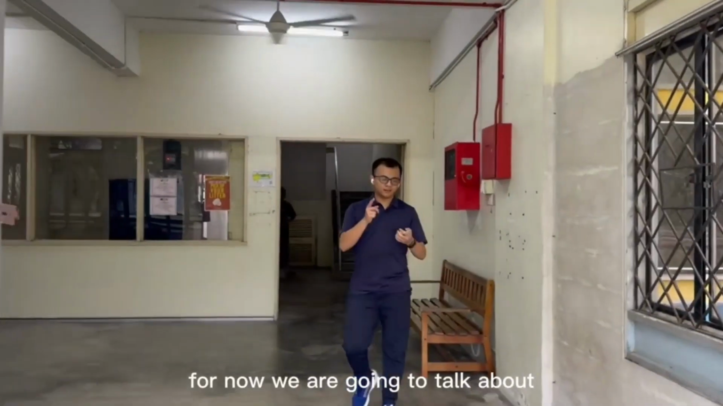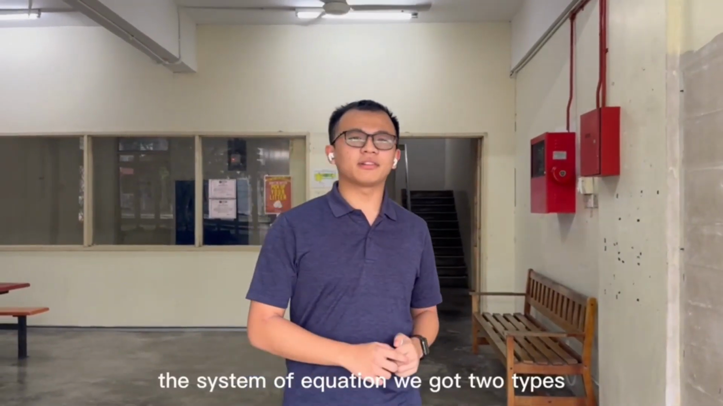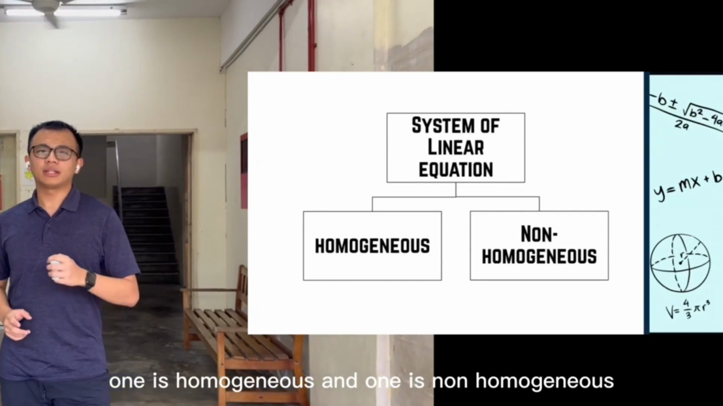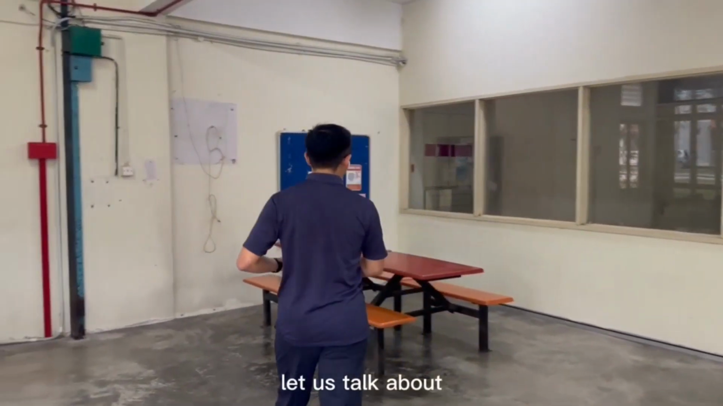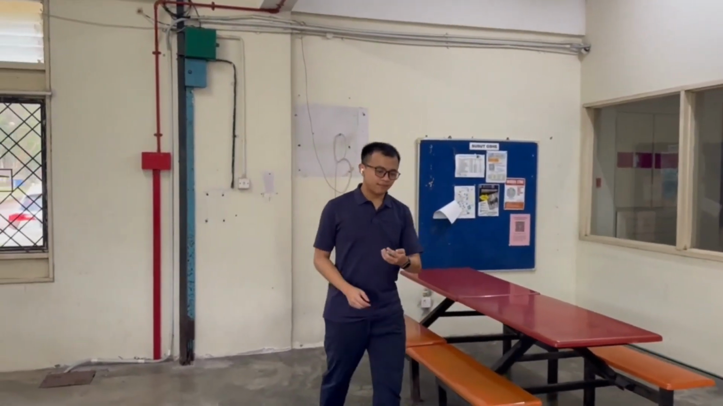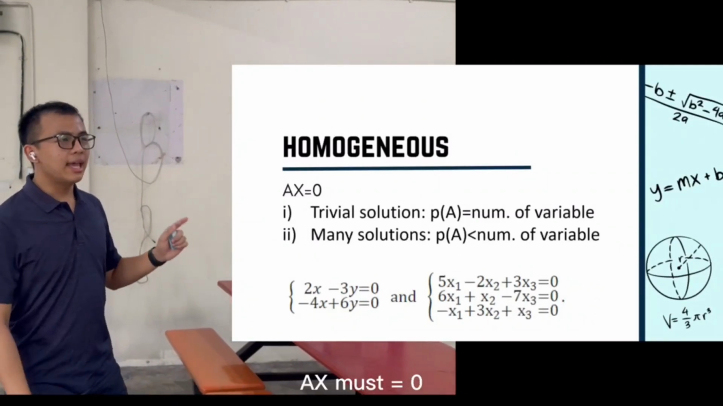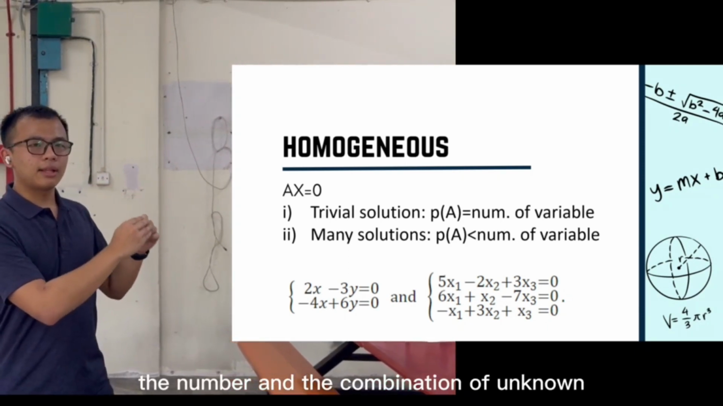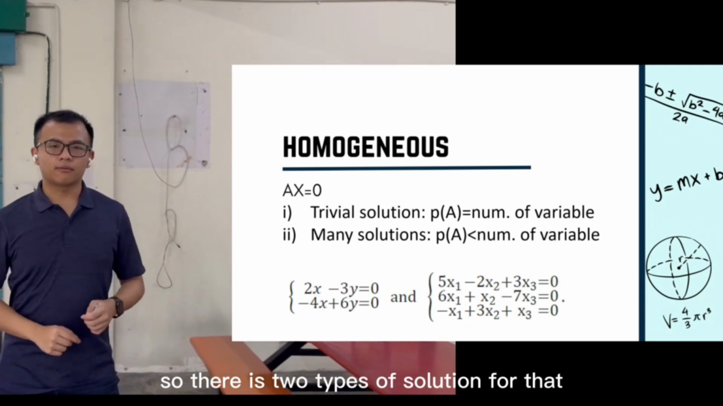For now, we are going to talk about what is a system of linear equation. For system of linear equation, we got 2 types. One is homogeneous and one is non-homogeneous. Now, let us talk about the homogeneous first. For the homogeneous, what is the condition? The condition is AX must equal to 0, which means the combination of the numbers and the unknown, the equation, will be 0. There are 2 types of solution for that.